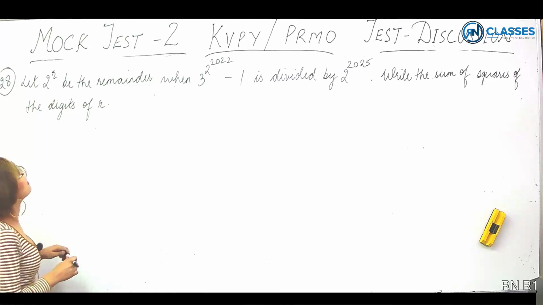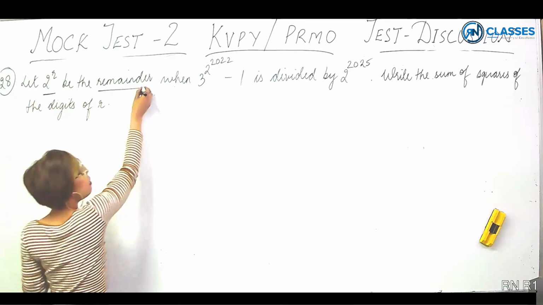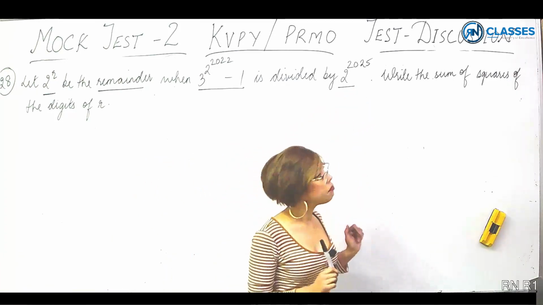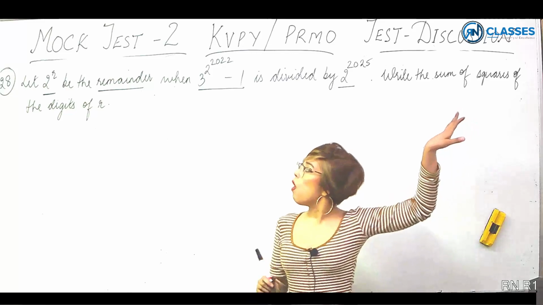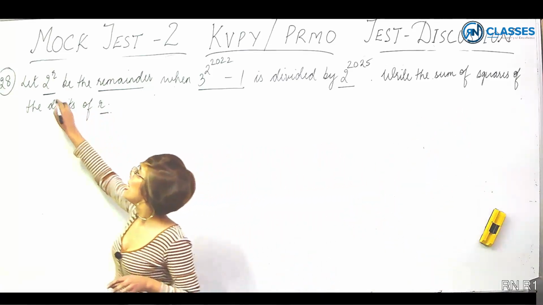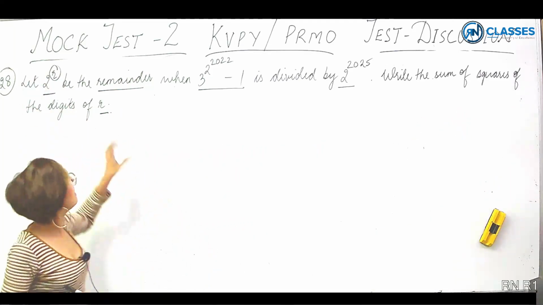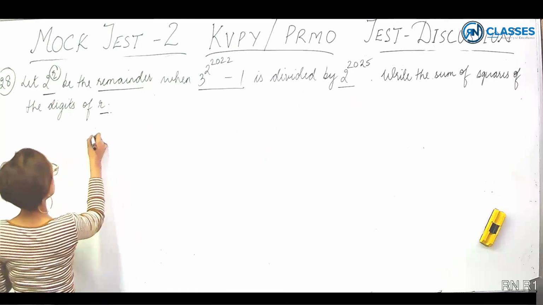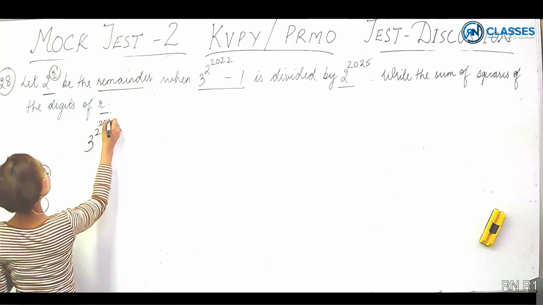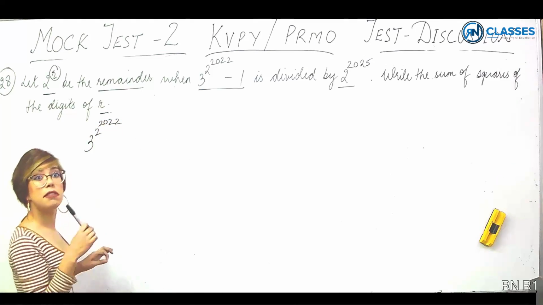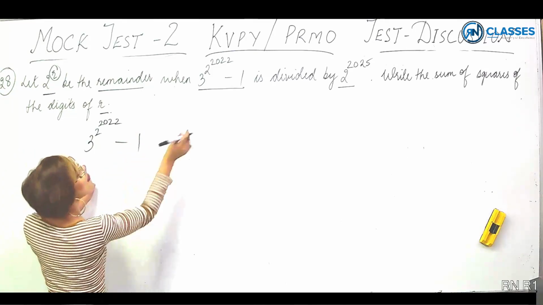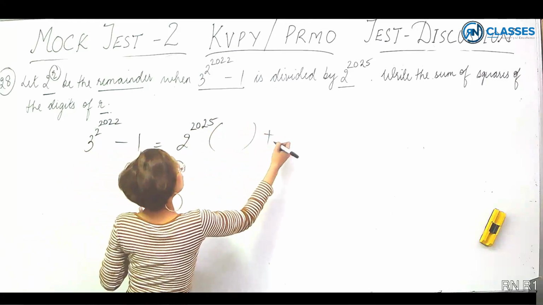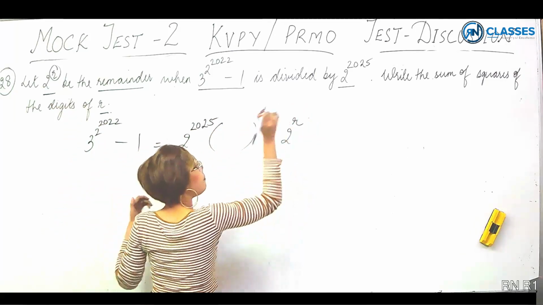Now, he says, let 2 raised to r be the remainder when this number is divided by 2 raised to 25. Write the sum of squares of the digits of r. So, basically, I need to find the value of r. Now, he says this is the remainder when this number is divided by this. So, 3 raised to 2 raised to 22, which is this here, coincidence, minus 1. When this is divided by 2 raised to 25, there would be some quotient and there would be some remainder, which is of the form 2 raised to r.